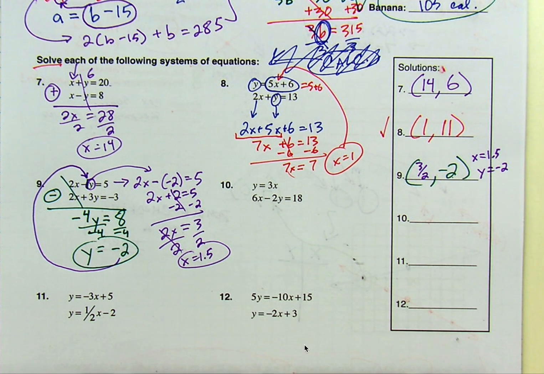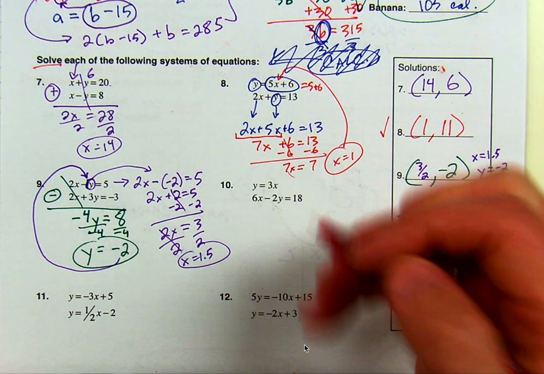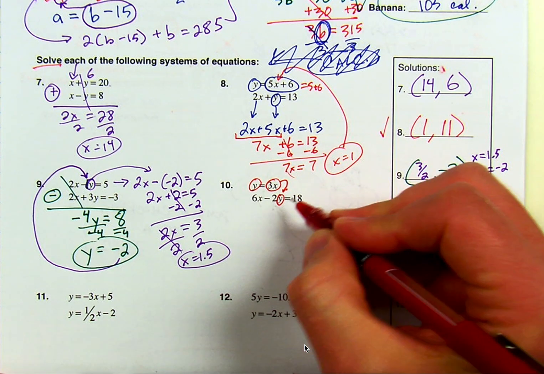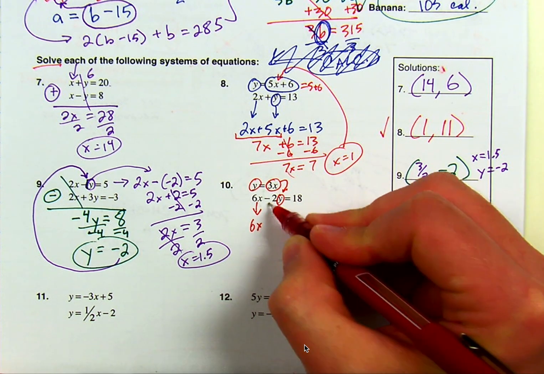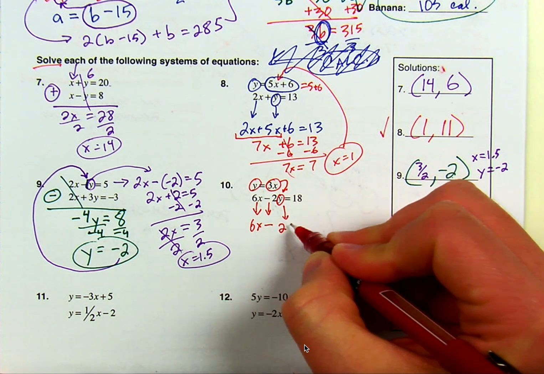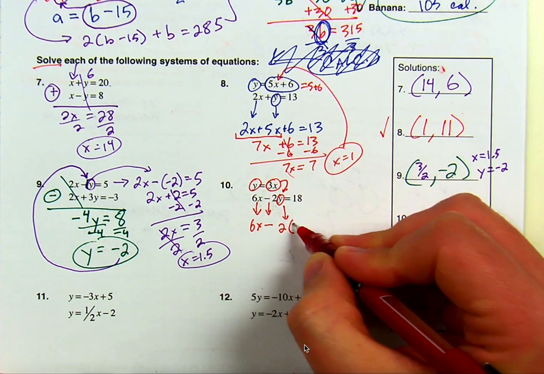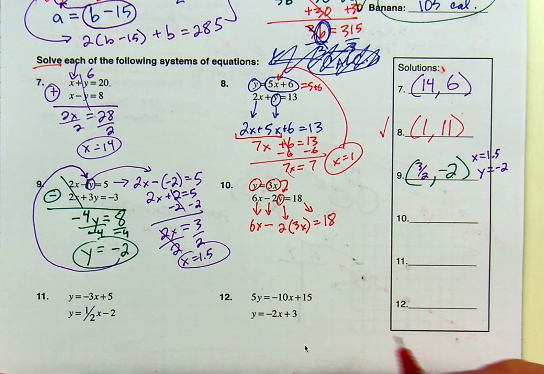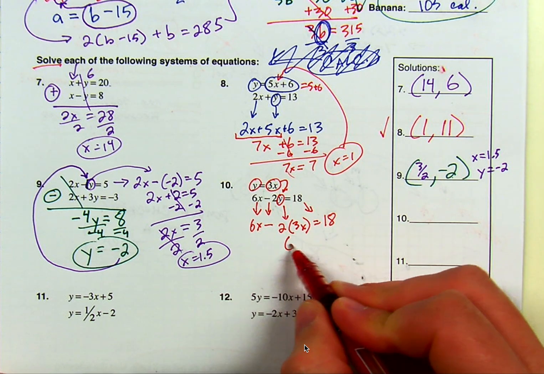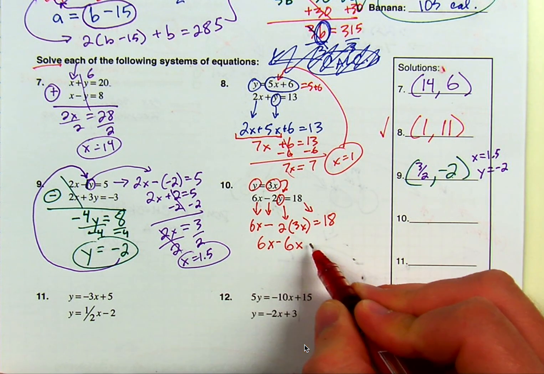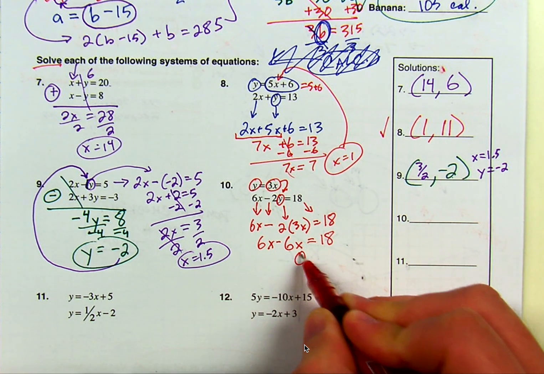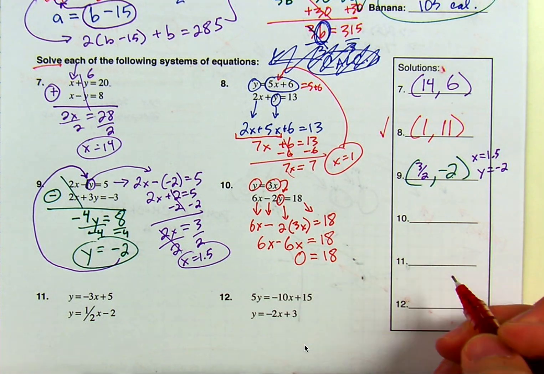Okay, number 10, I think we're back to substitution here. If y equals 3x, let's put a 3x in for y. That would give me 6x minus 2 times y, but y is 3x, equals 18. So what's 2 times 3x? 6x. 6x minus 6x equals 18. Uh-oh. 6x minus 6x is nothing. What's happening here?